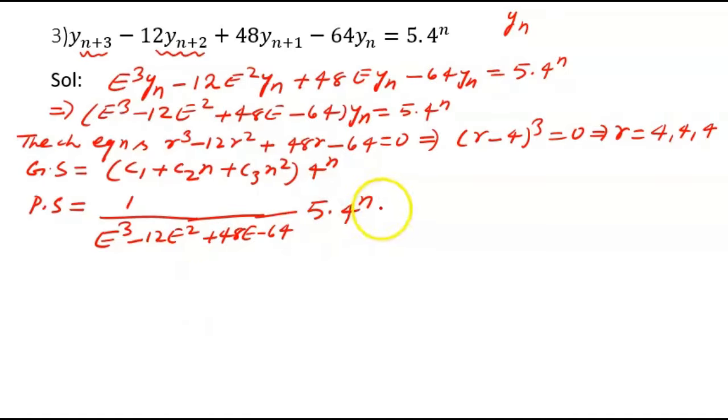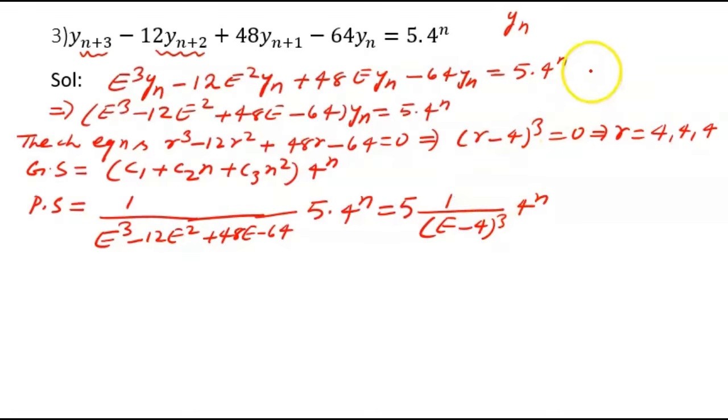For our convenience, if you allow me, I can even write this expression E cube minus 12E square plus 48E minus 64 as (E minus 4) cube. I hope you agree to this. 5 is a constant, so take it outside and operate it on 4 to the power n. Now I want you to note a very important point here, if you apply the formula where you directly substitute a in place of E. Again, I would strongly recommend that you keep all the results in front of you so that you can understand what I am talking about.